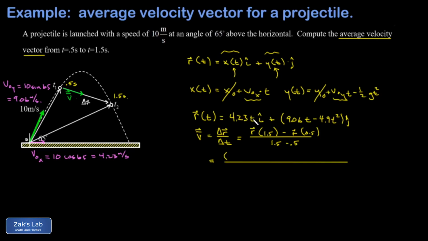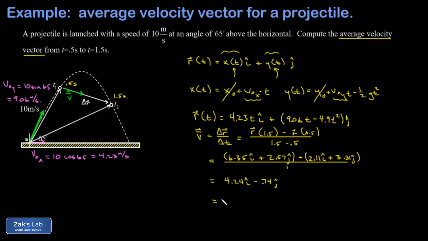So first, r of 1.5. I sub in 1.5 for t. When I do that, on the i hat term I get about 6.35 i hat, and on the j hat term I get about 2.57 j hat. Then I subtract the position vector that I get by subbing in 0.5 for t. That gives me 2.11 i hat plus 3.31 j hat. And then my time interval in the denominator is just 1 second. When I run the numbers here, I get 4.24 i hat minus 0.74 j hat.